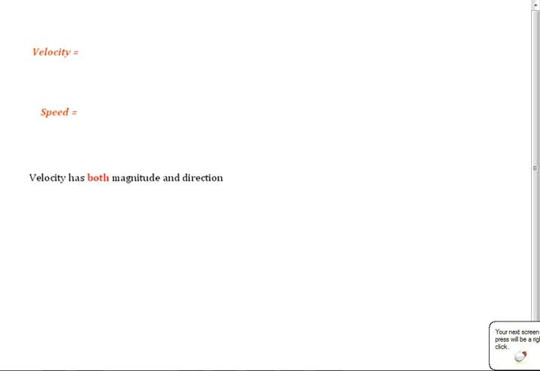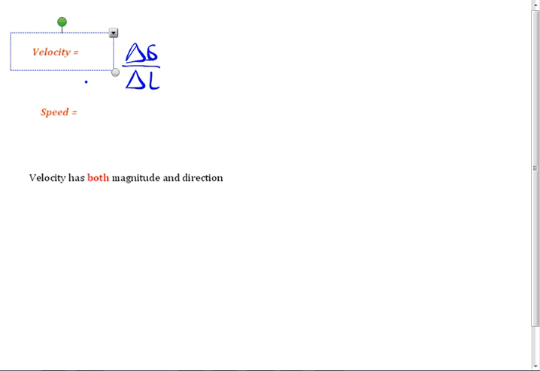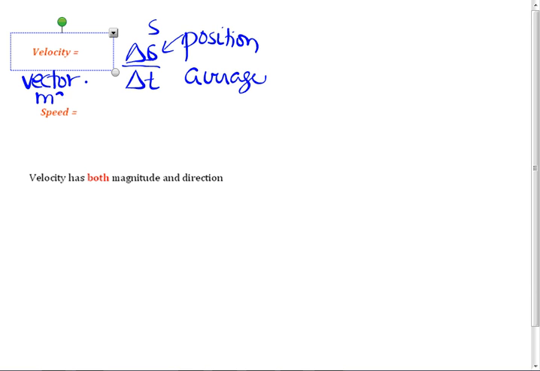It's the change in the position over the change in the time. Position, that's an S, sorry. Now, this is the average velocity. Velocity is a vector. Okay, what does vector mean? Has magnitude and direction.